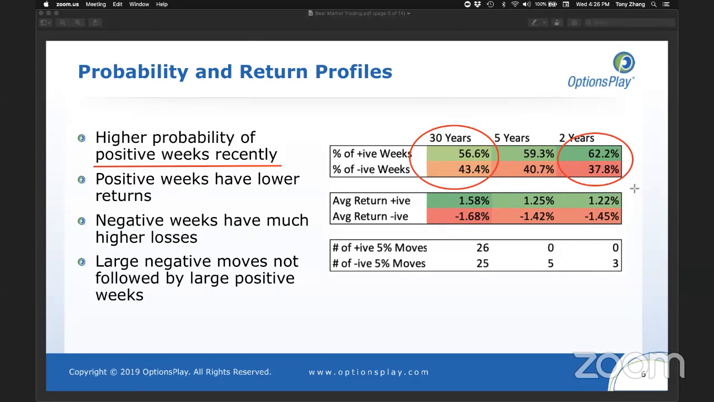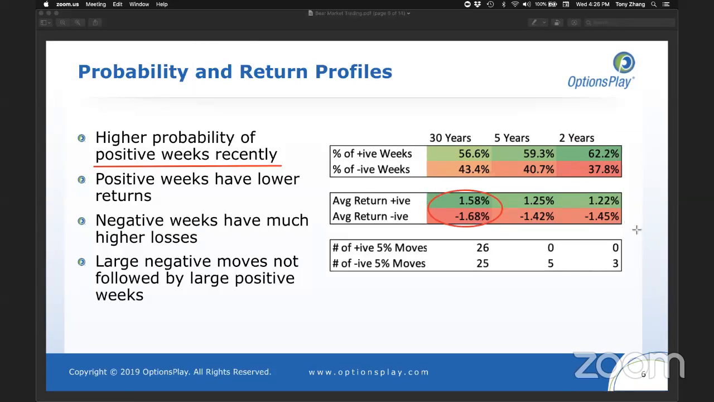And the other thing I think is very interesting to look at here from my perspective is the fact that positive weeks have much lower returns and negative weeks have much higher losses. And this is one of the things that I think has changed a lot over the last couple of years. So you can't really compare these numbers directly, from the perspective of volatility it's quite different over the last 30 years versus right now.